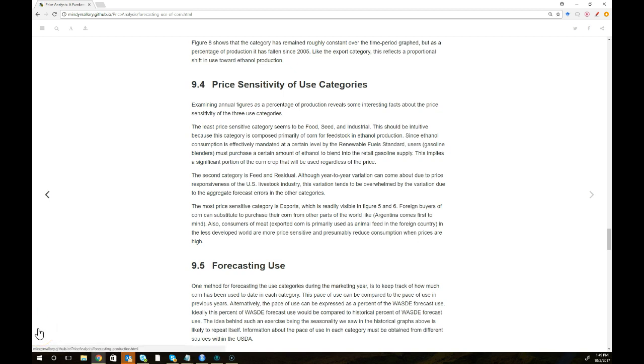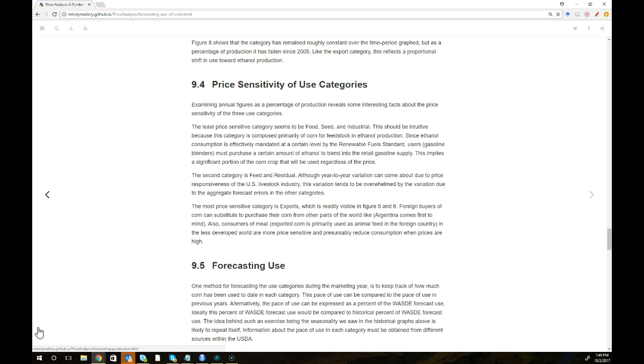That leaves us with the final category being exports as the most price-sensitive category, which we discussed a little bit earlier. So we saw particularly in figures 5 and 6 that when we had the severe drought in 2012, that produced a period of high prices, and we saw exports reduced very dramatically. And that illustrates how much this category is sensitive to prices. When other countries are faced with high U.S.